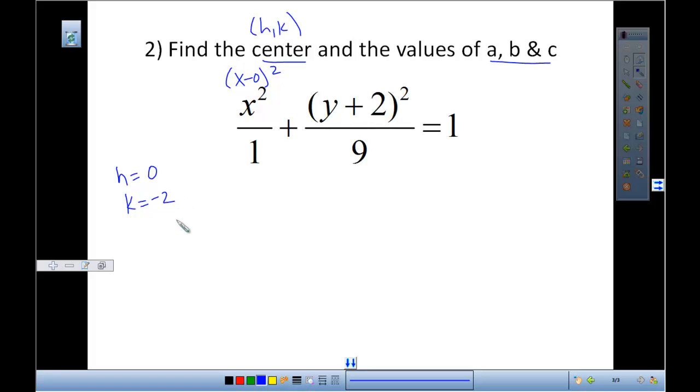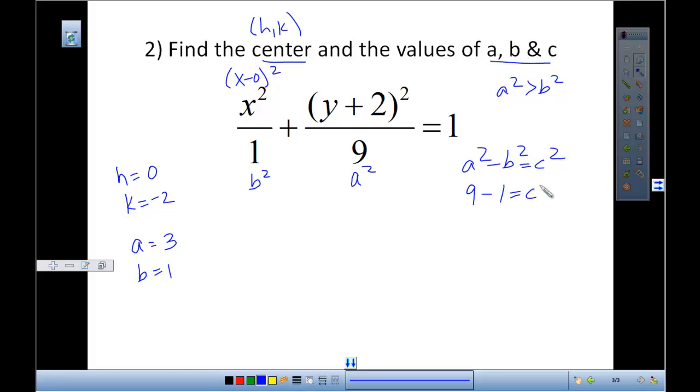Negative 2. Now, to find our values for A, B, and C, we know that in an ellipse, A squared is greater than B squared. So in this case, 9 is going to be our A squared, and 1 is going to be our B squared. So that means our value for A is going to be the square root of 9, which is 3, and B is going to be the square root of 1, which is 1. We also know that A squared minus B squared is going to give us C squared. So 9 minus 1 is going to give us C squared. So the square root of 8, or 2 square root of 2, is going to be my value for C.